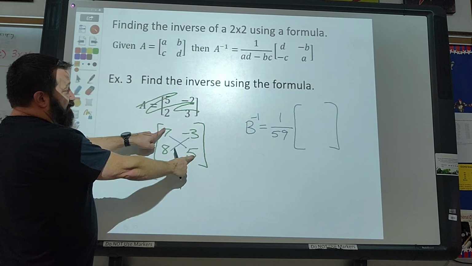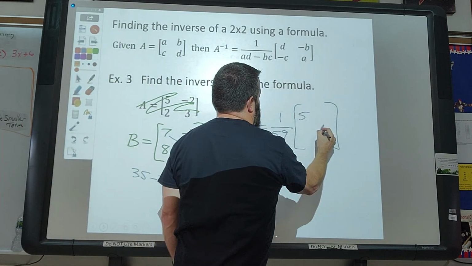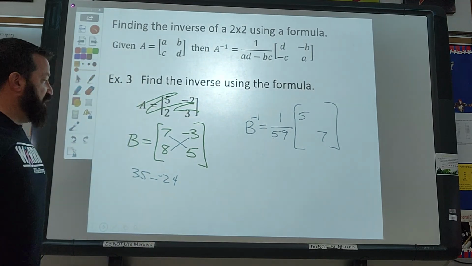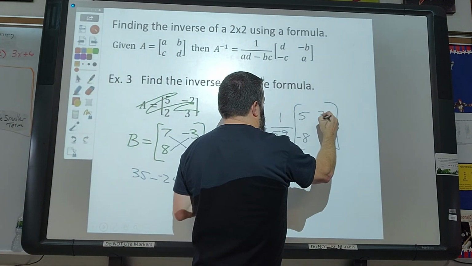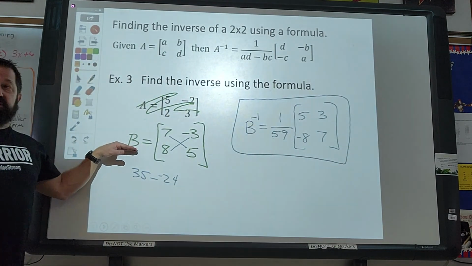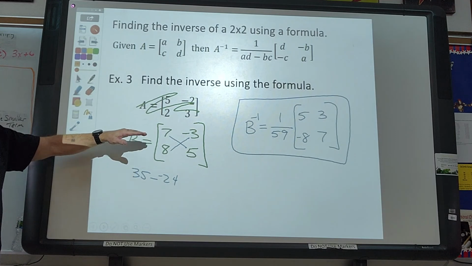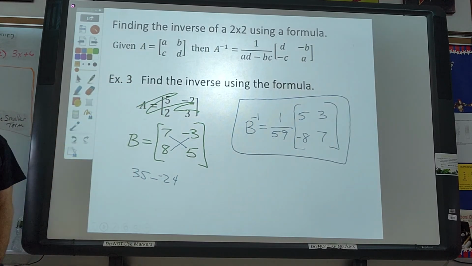Again, the 7 and the 5 go from being where they are to switching places, so the 5 and the 7 go here. And then the 8 and the negative 3, they stay in the same places, but they become the opposite. So this is the inverse of this matrix. If you take these two matrices and multiply them together, you will get the identity matrix for an answer.